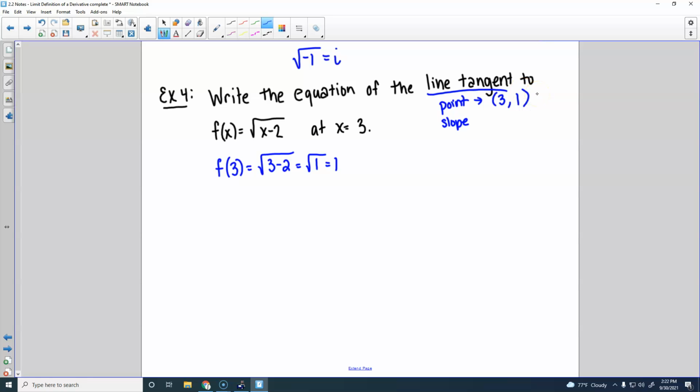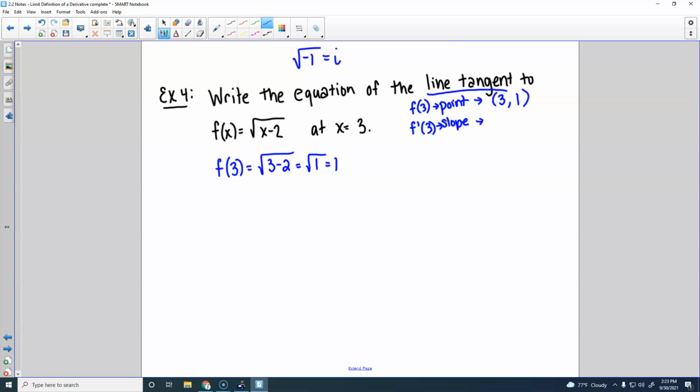I'm going to need that, but I got to find the derivative first, right? So, if you're looking for the point on the graph, just use the original equation. When I'm looking for that point, I'm finding f of 3. Okay? That gives me my point on the graph. But for the slope, I need to find f prime of 3. I need to find the derivative and plug in 3.